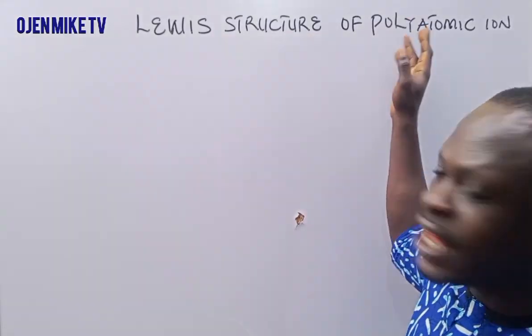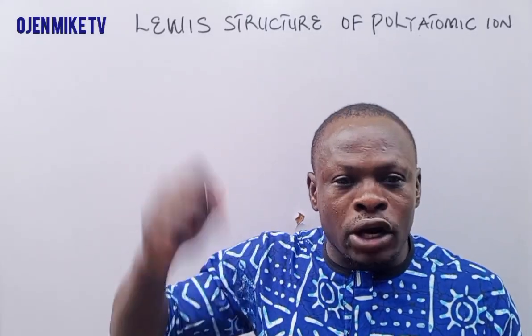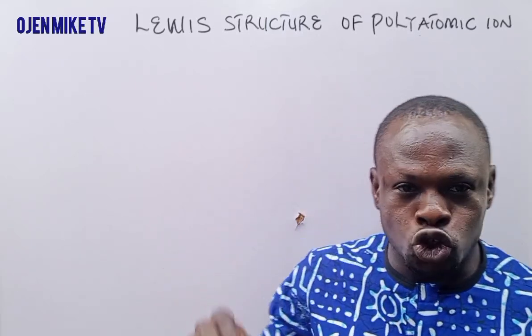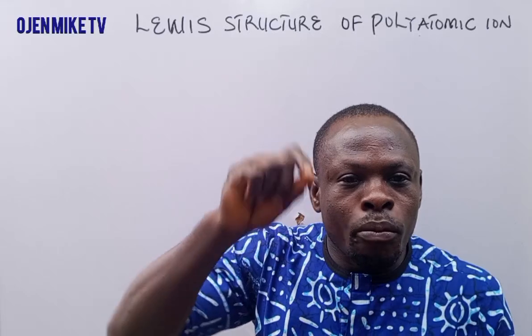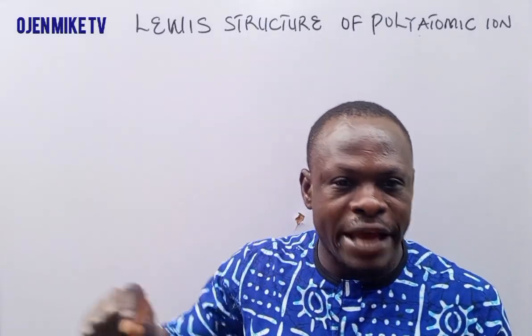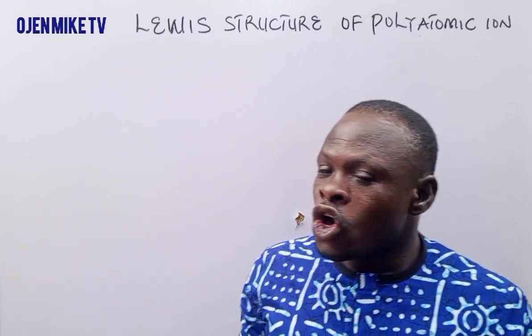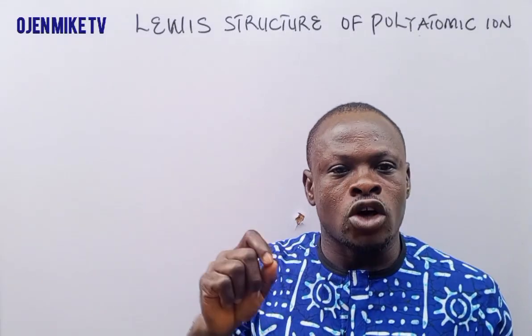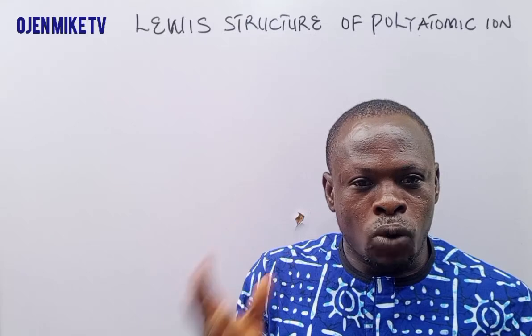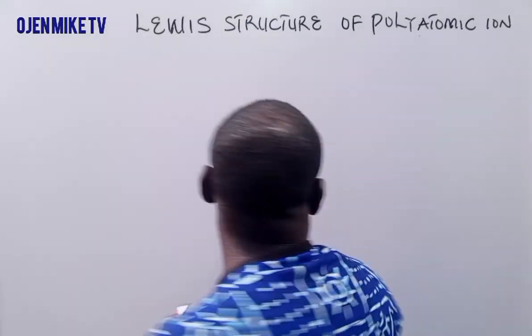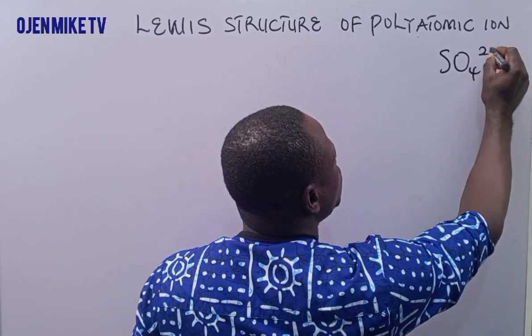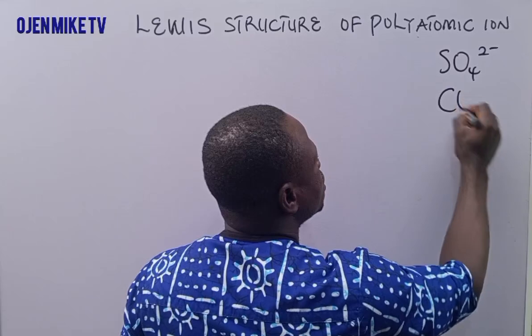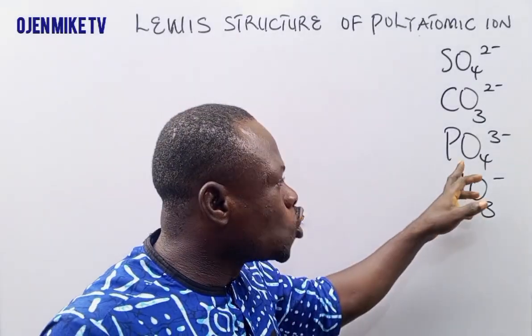Lewis structure of what? Polyatomic ion. Now what do you understand by polyatomic ion? A detailed video of polyatomic ion has been uploaded on my YouTube channel. Go to Ojemai TV on YouTube and type polyatomic ion by Ojemai. You understand what polyatomic ion is. In today's video, we want to look at the structure of some of the polyatomic ions. Examples of the polyatomic ions we have are SO4 2 minus, CO3 ion, or phosphate ion.